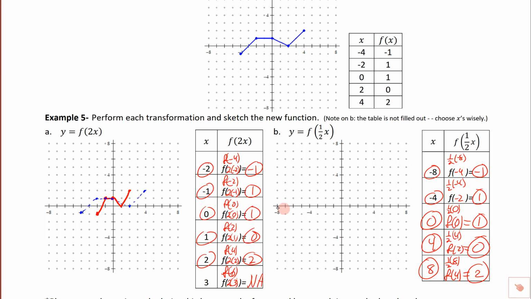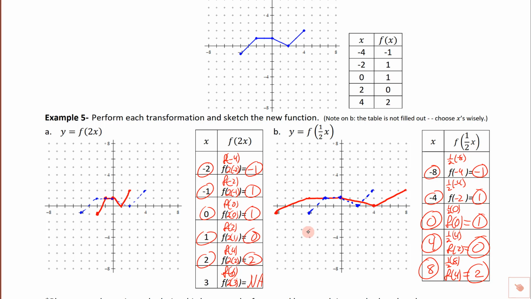So we get -8, -1, so we're right here. -4, 1, so we're right here. 0, 1, right there. 4, 0, right there, and then 8, 2, so right here. So let's go ahead and connect these pieces because we know we've got these little lines that connect those. And let's see what happens here. Now, that is definitely a different shape than it was to begin with. I'm going to come back here and graph that original one. Again, we started here to here to here to here and then here. So there's a dotted version of the original one.